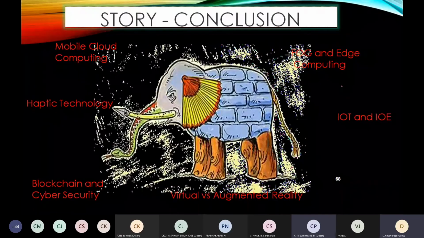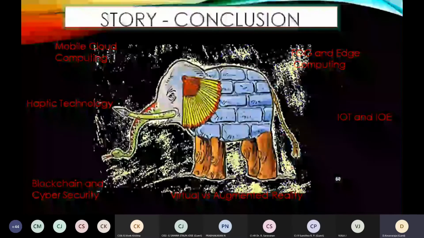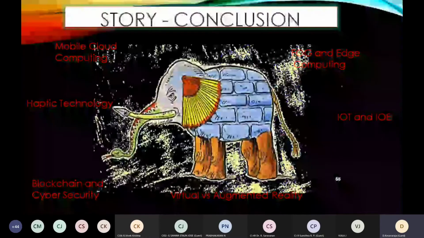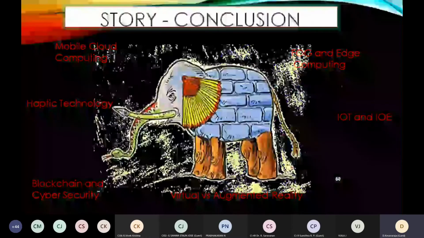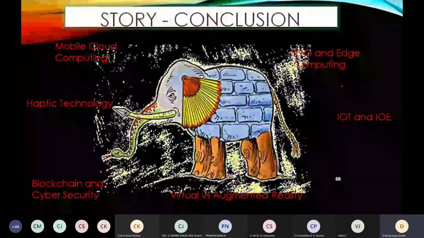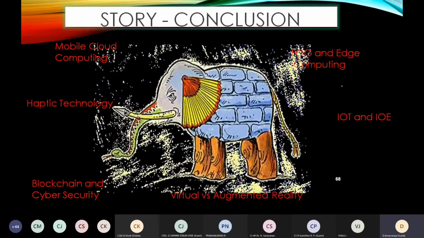So the 6 blind men argued with each other, and at last the 6 things: it's like a tree, it's like a rope, it's like a wall, it's like a fan, it's like a spear, it's like a snake. All the 6 components combine together to form an elephant. In a similar way, all those technologies combine together to form a computational intelligence agent.